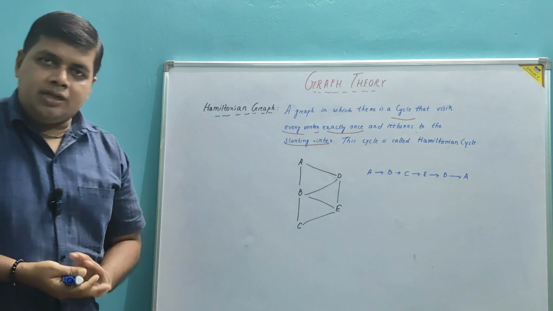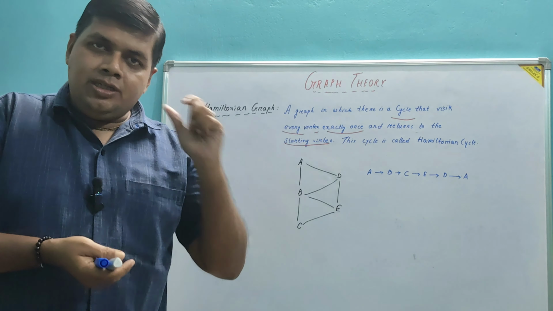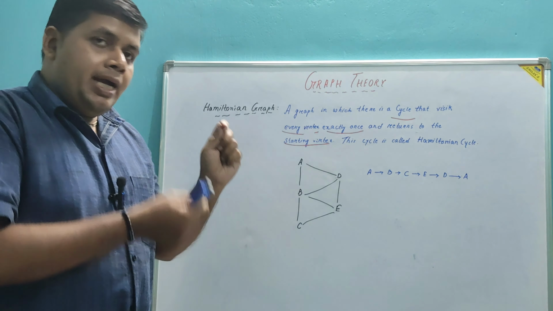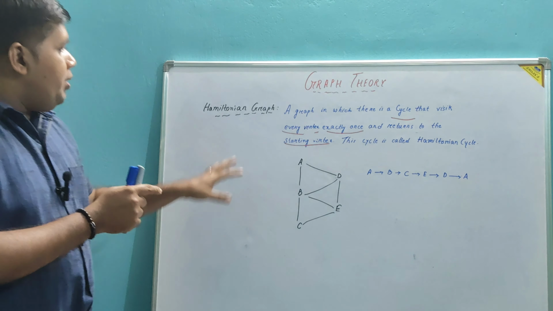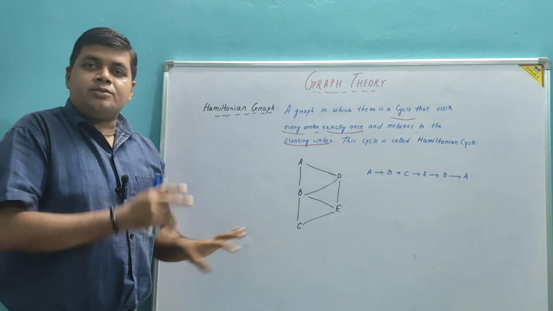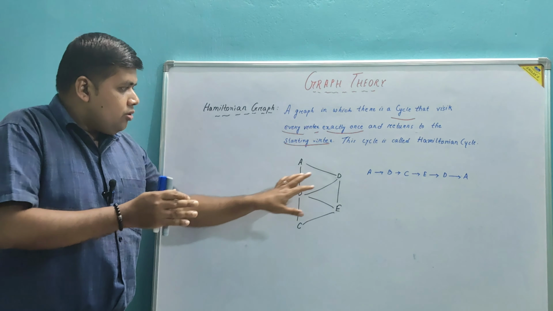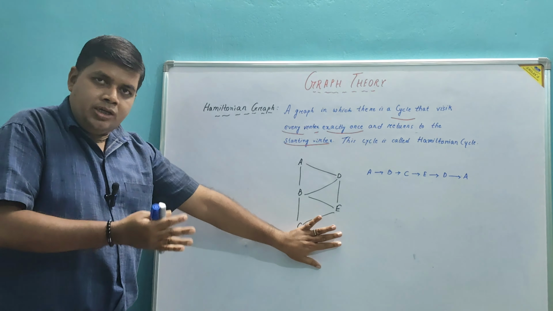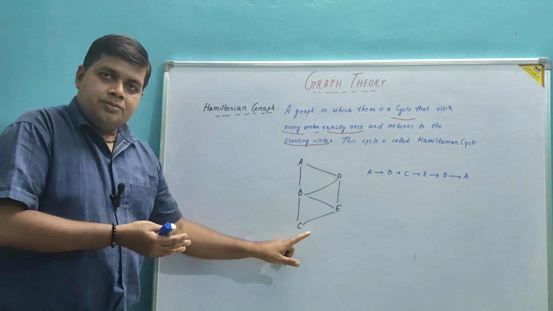So what a Hamiltonian graph is? Just opposite to the Euler graph. In Euler graph, every edge must be visited. However, in case of Hamiltonian graph, every vertex must be visited exactly once. We may leave out some of the edges if required, but every vertex needs to be visited.